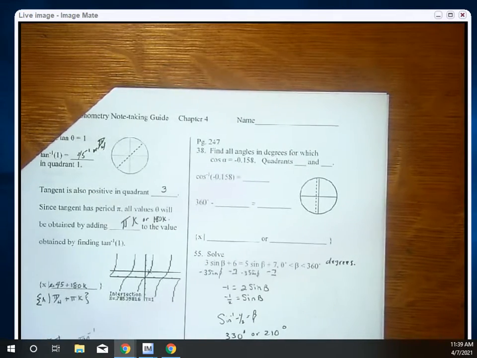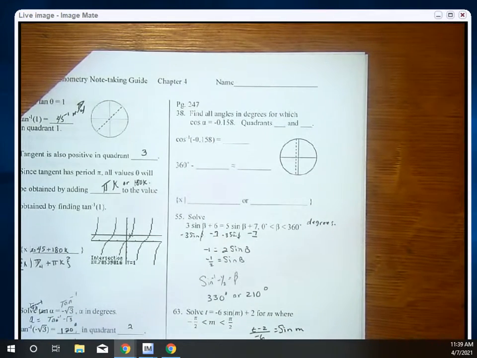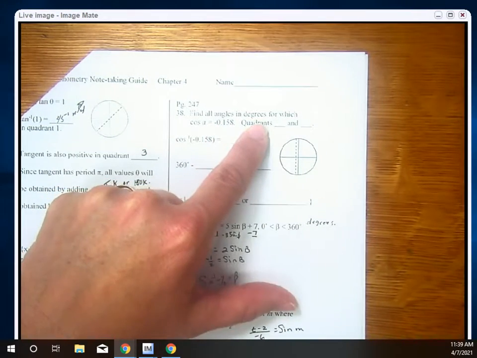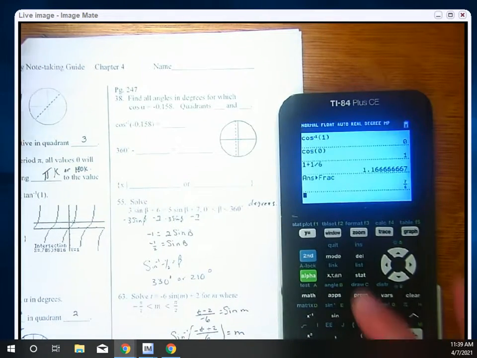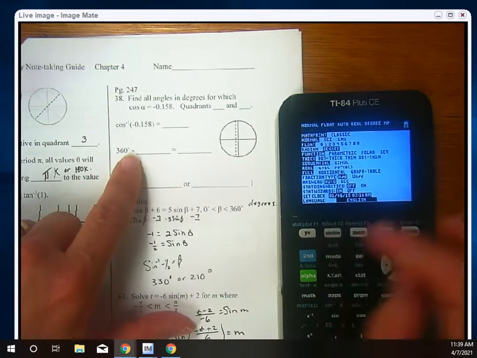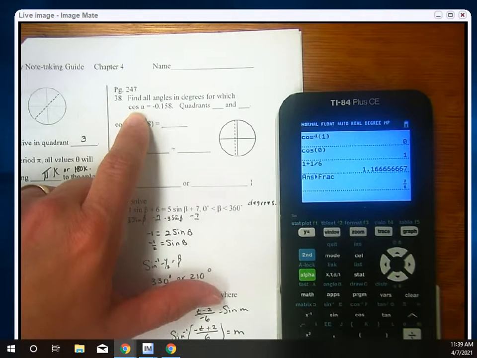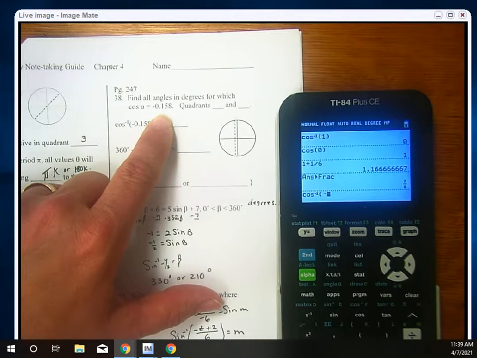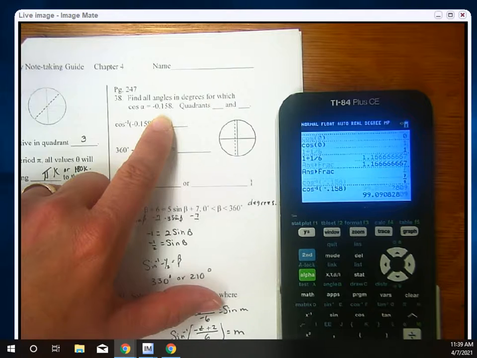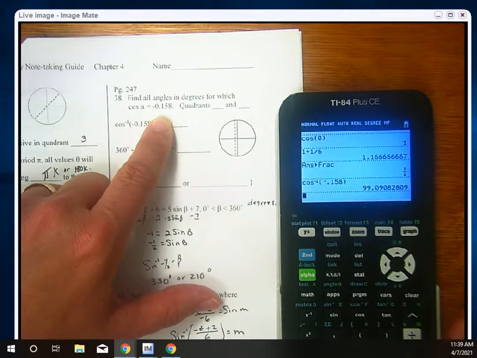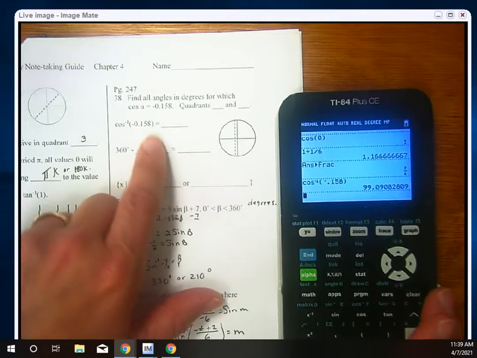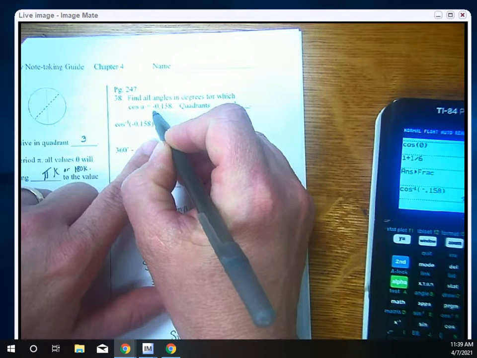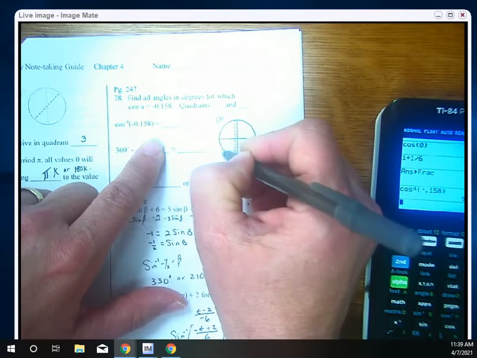All right, so let's look at finding all of the angles in degrees for this, and we're going to do this in the calculator. So if I'm in degrees, what does my mode need to be? Degrees. So I'm in my mode degrees. How do I undo the cosine? Arc cosine of both sides of my equation. So negative 0.158. So we're at 99.1. Okay. Now, we know that this being a negative, cosine is negative in the second and third quadrants.